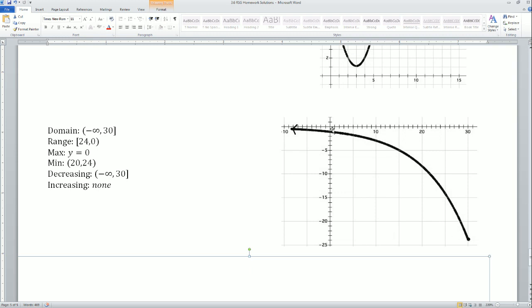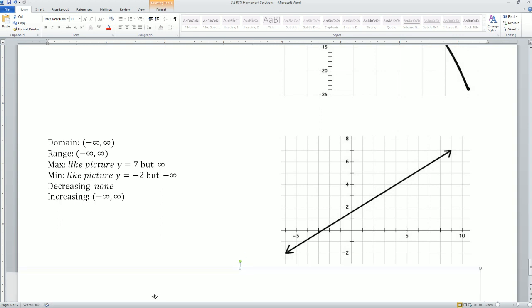It goes all the way up to 0. It doesn't really touch 0, so we would say it is open at 0. Your max is y equals 0. Your min would be right here at 20, 24. If you read this from left to right, it looks like it is decreasing. So it is decreasing from negative infinity all the way to 30. And it's not increasing, so we put none for increasing.